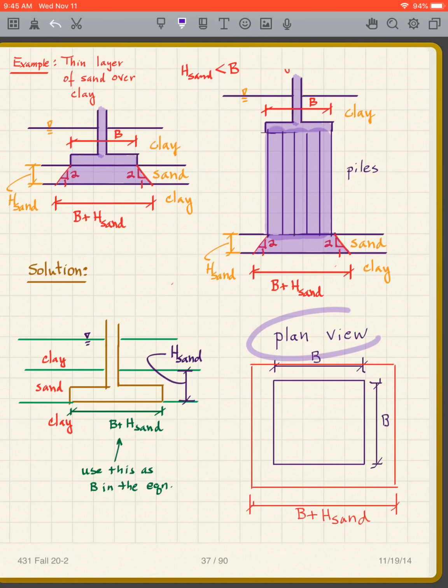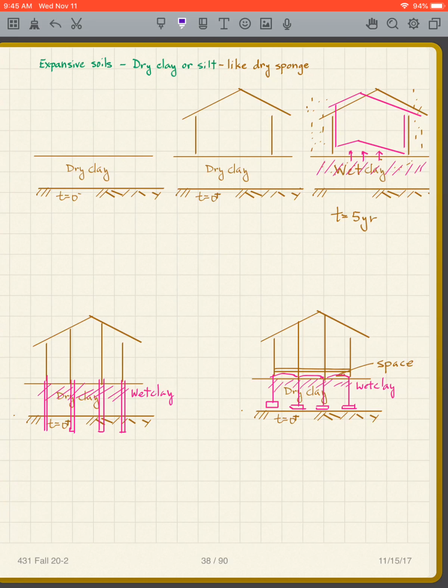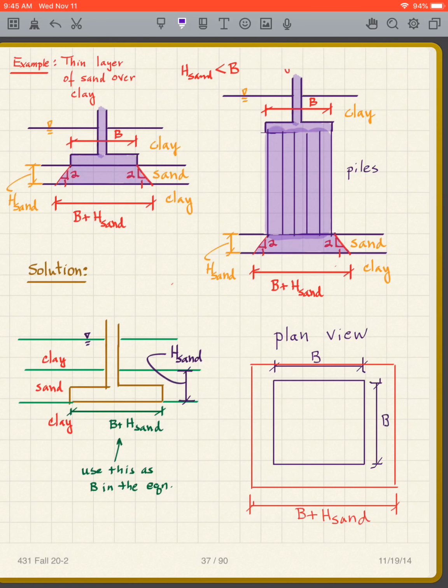Now, in plan view, what does this look like? Well, this is our original B here. So there's our original B. And then when we do our B plus H sand, we get that. So when we figure out what our area is, for instance, it's going to be the quantity B plus H sand, squared, that is going to give us our area. So let me just emphasize that.